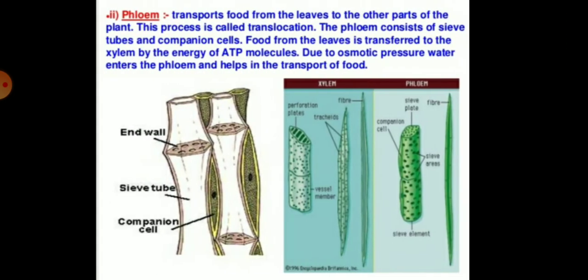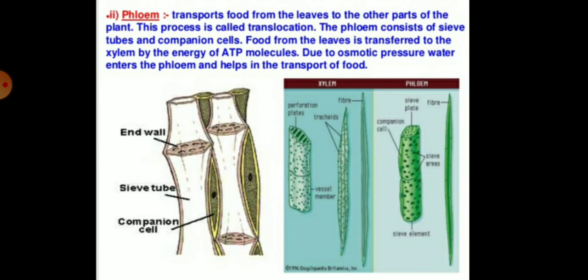So, children, the second complex permanent tissue, which we are calling the conducting tissue, is the phloem. Mainly the transport of food from the leaves to the other parts of the plant is called the translocation process, because we know that the food, which we call glucose, is formed in the leaves by the process of photosynthesis, and this glucose is transported to the different parts of the plant.